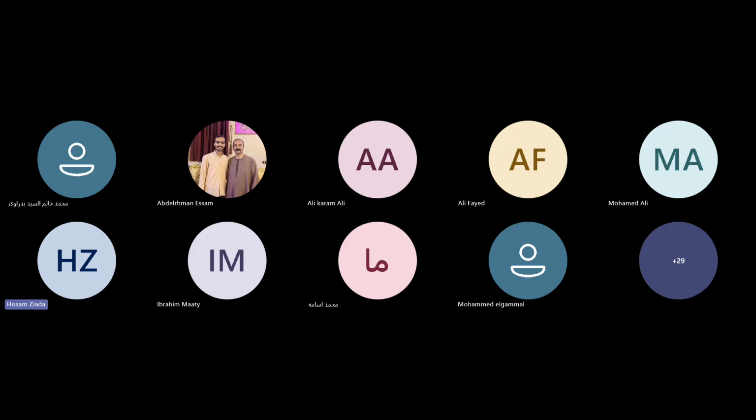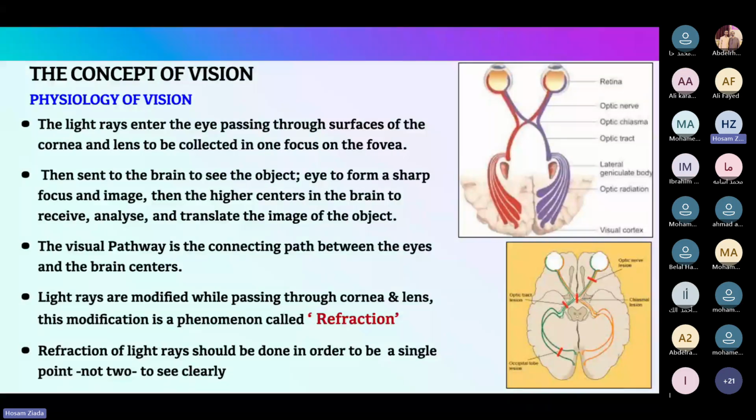To be adjusted in a sharp focus on the retina. Where in the retina? Exactly at the macular area in the retina, which is the center of the visual perception center. And finally, in the fovea. The fovea is the center of the macula. Then it is sent to the brain to see the object. The eye forms a sharp focus and image.